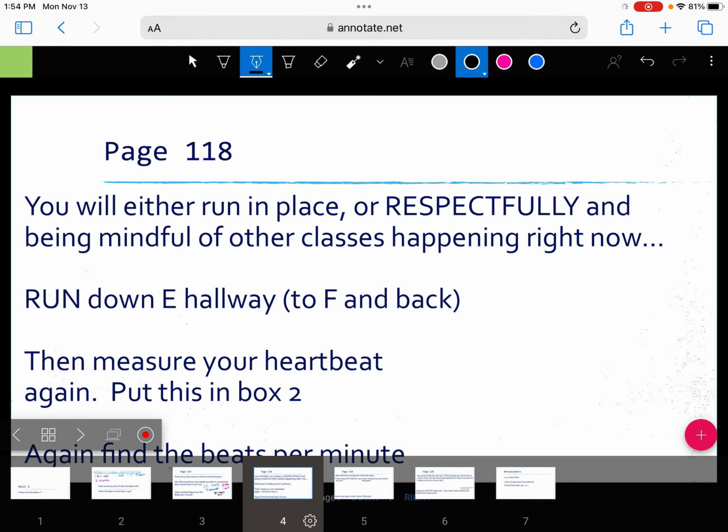All right, so you're going to take your heart rate again. Just take your heart rate again while your heart is beating up and high. Okay, so I'll put it up here this time. All right. Let's go with timer. Okay, go. Stop.